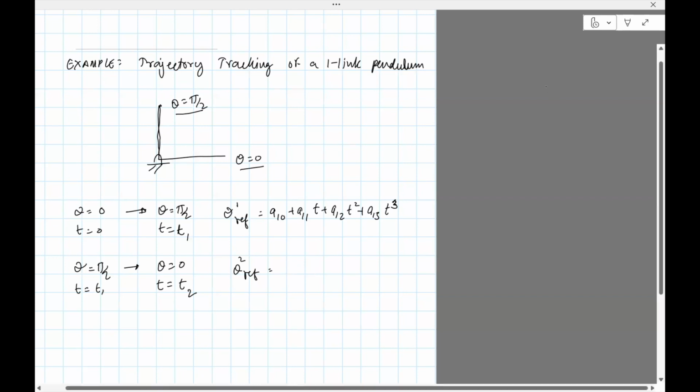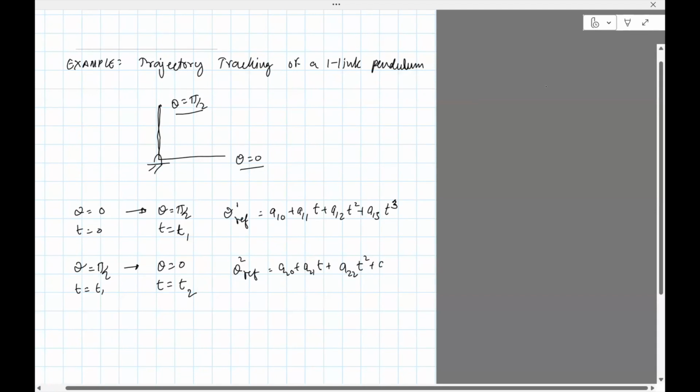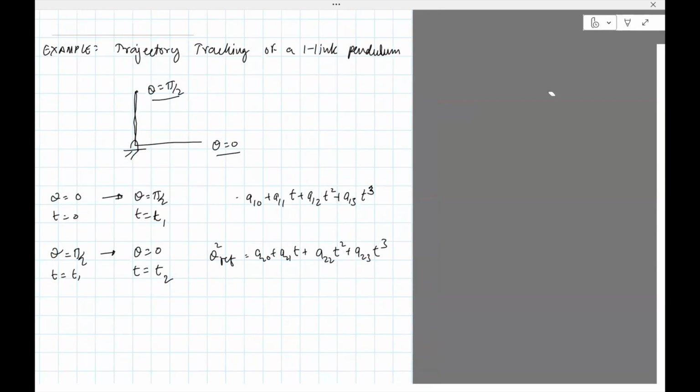And then the second one would be a20 plus a21t plus a22t squared plus a23t cubed. Again, solve for the 4 constants using 4 conditions. We write it like this so it doesn't look like a square.